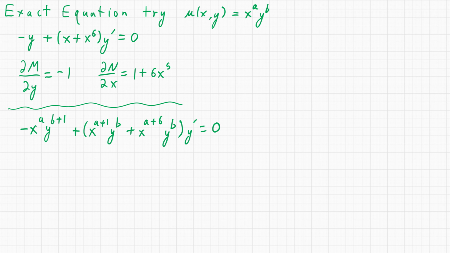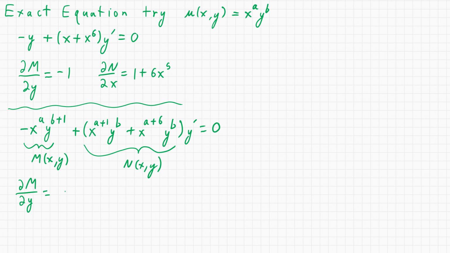All right, so now we have a new M function and a new N function. So this is M of x, y, and then this bit is N of x, y. So now let's compute partial M, partial y.